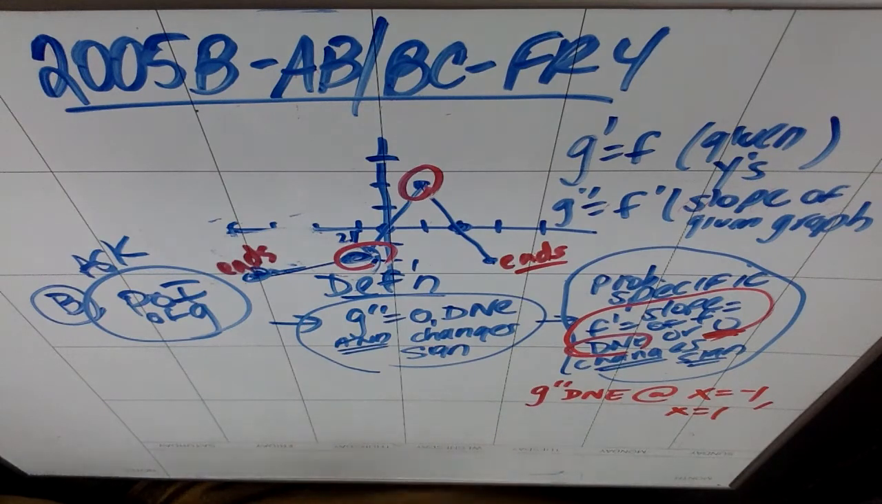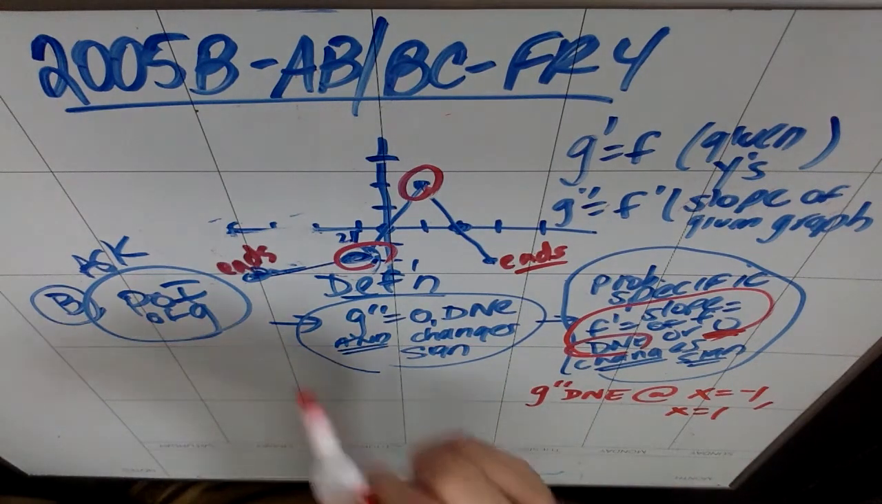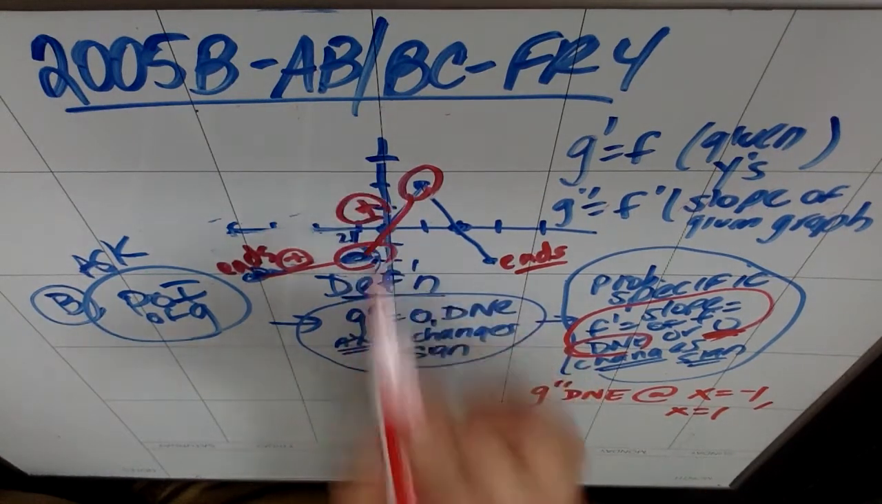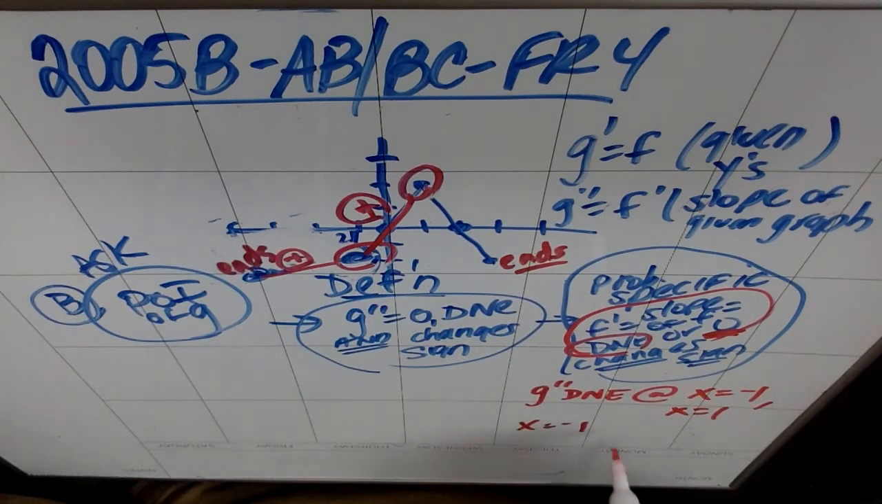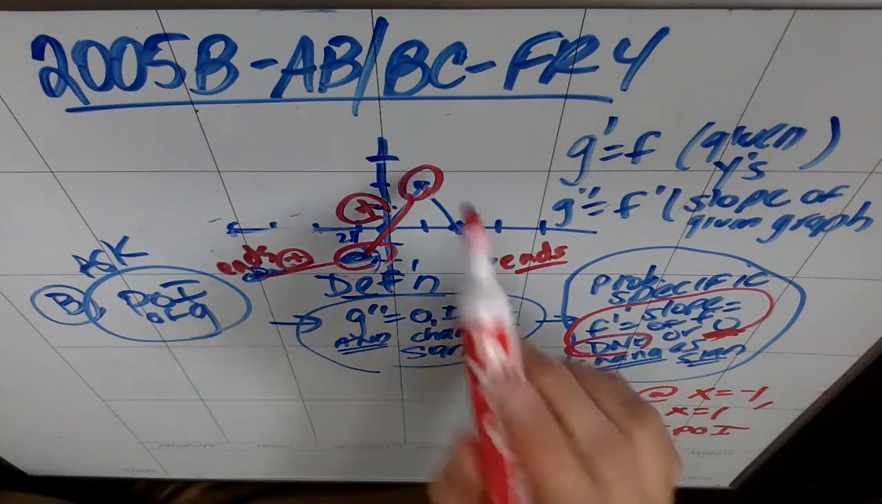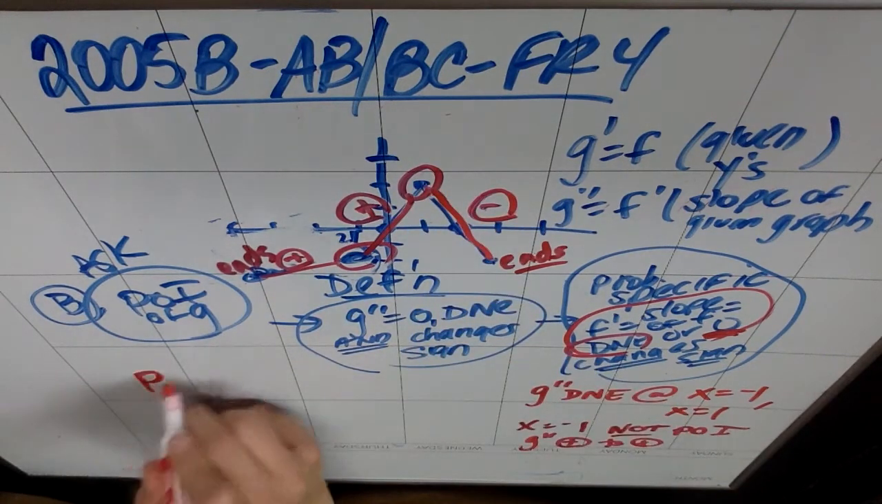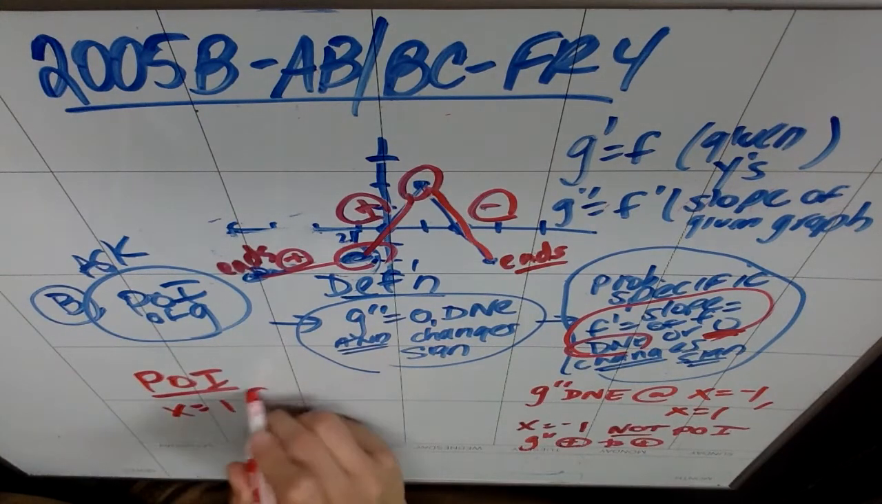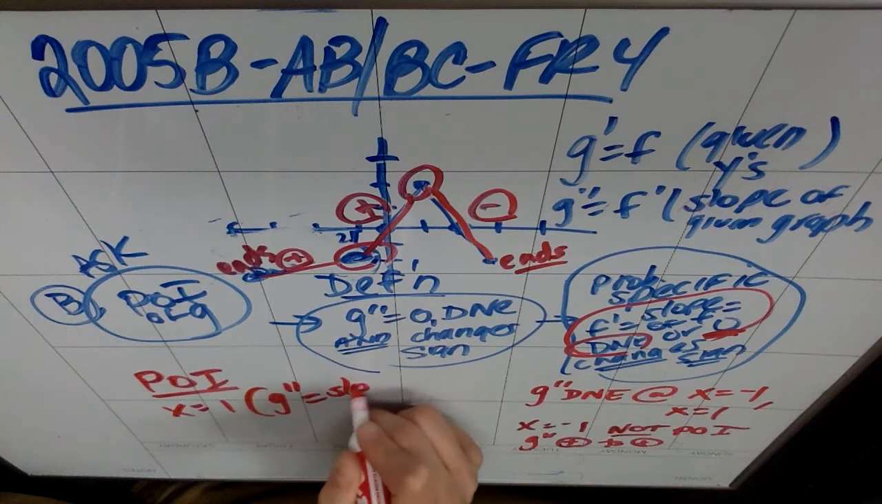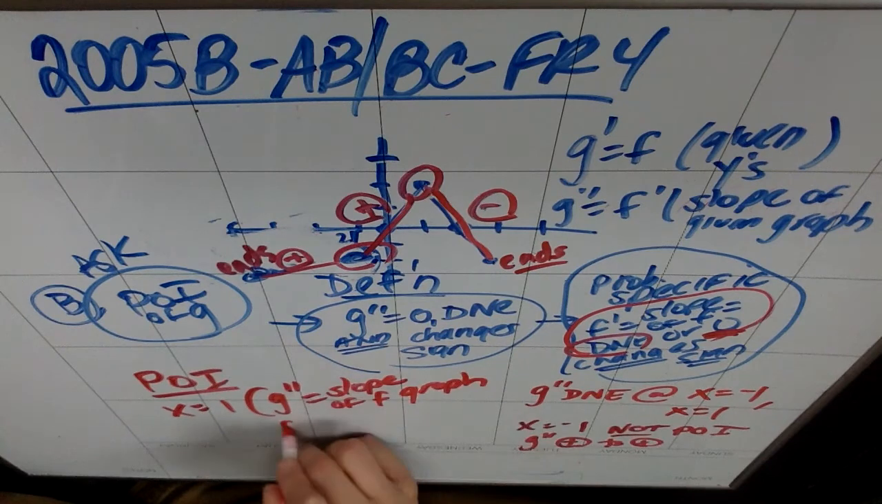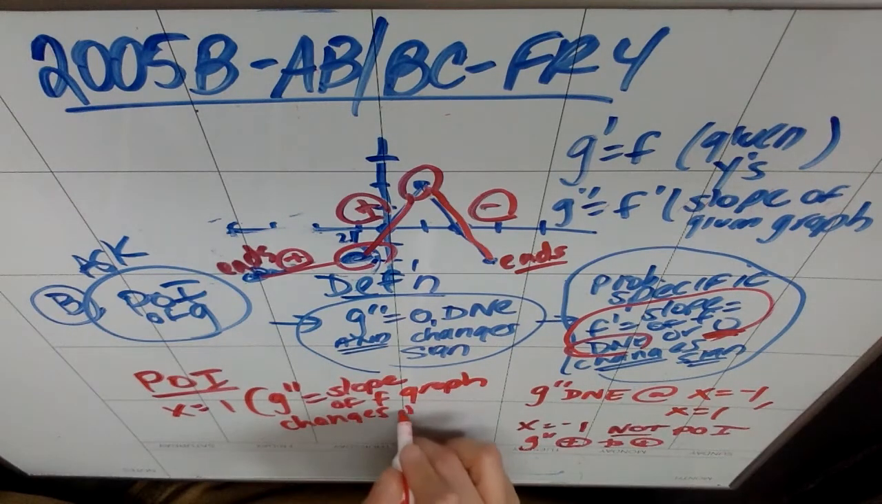Okay, but in order to be a point of inflection, we need g double prime to change signs. Well, this graph has a positive slope here, right? The graph is increasing, and then it continues to have a positive slope here. So x equals -1 is not a point of inflection because g double prime goes from positive to positive, which is not changing sign, right? But after 1, the graph now has a negative slope, so the only point of inflection is at x equals 1 because g double prime, which is the slope of the f graph, changes from positive to negative.